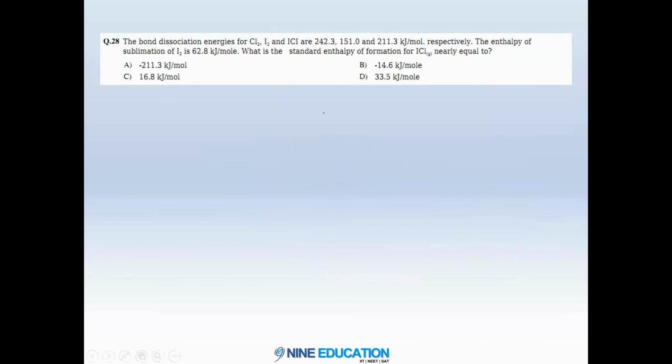Yes. So next question: the bond dissociation energies of I2, Cl2, ICl are given, with respect to the enthalpy of sublimation of I2. Sublimation is basically I2 solid to I2 gas, which is the energy you need to give, plus 62.8 kilojoule per mole. The standard enthalpy of formation of ICl: standard enthalpy of formation means it should form from the reference state. The reference state of iodine is solid. So I2 solid plus Cl2 gas.